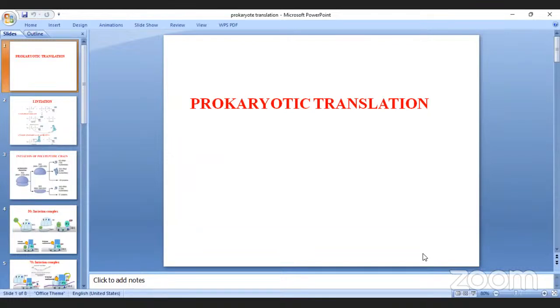Prokaryotic translation, right. Actually, in our book only four stages of translation are given. What are the four stages? Do you have the book? It is in the protein synthesis chapter, third block, unit number 9. Did you turn to the page? Actually, in our book only initiation, elongation, peptide bond formation, and termination are given.